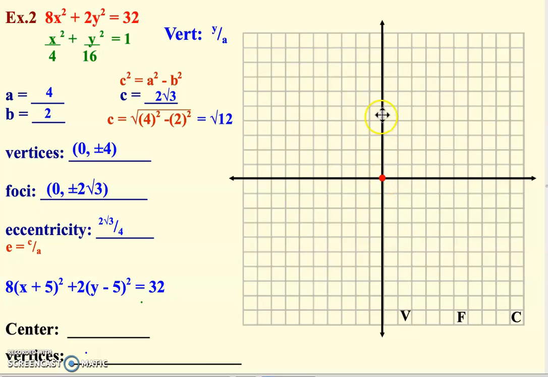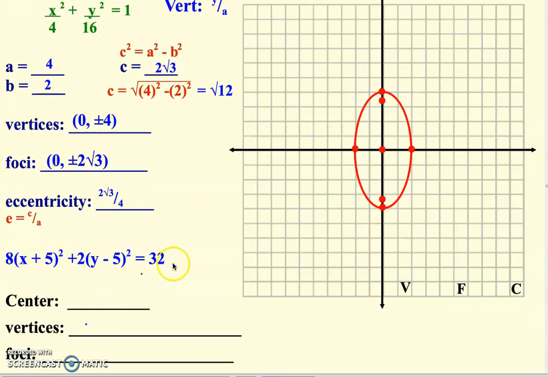So again, pretty simple. We'll do a little bit of counting here. And then 2 root 3 is about 3.4-ish, or so, about 3.4, right around there. And then my B distance 2 and 2. And draw my ellipse. So again, super easy to draw.